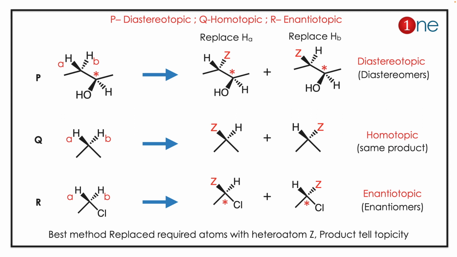If you go with Q, you have the same compound because of the other substituent, the methyl group. So Z will form the same substitution, it is called homotopic. If you look at R, if you change it, you have an enantiomer there. One and the other are mirror images of each other. It is called enantiotopic. So P is diastereotopic, Q is homotopic, R is enantiotopic.